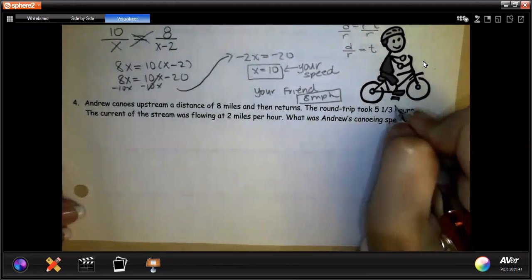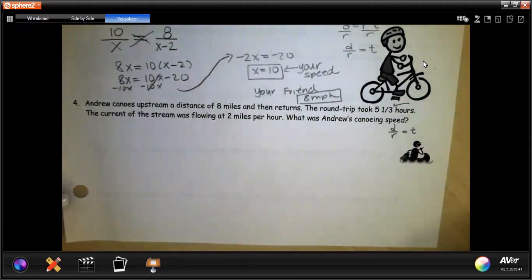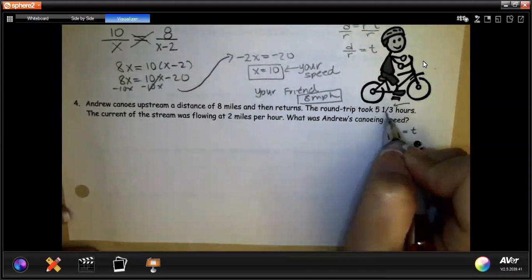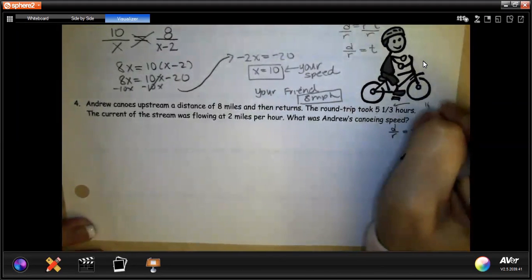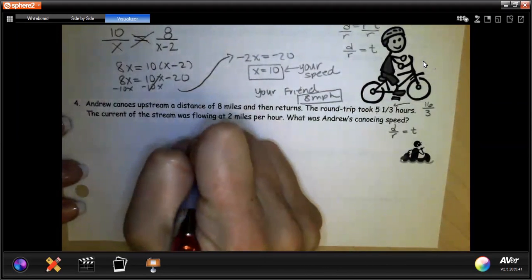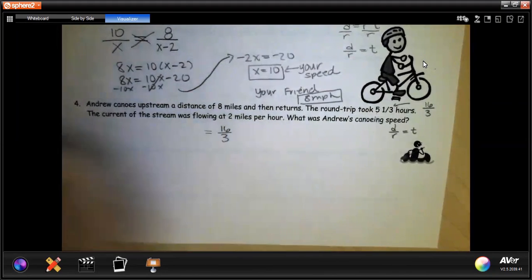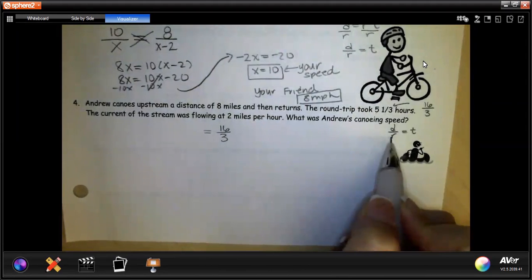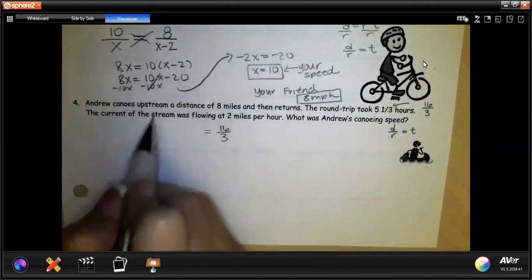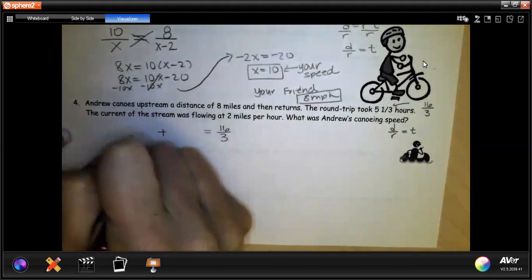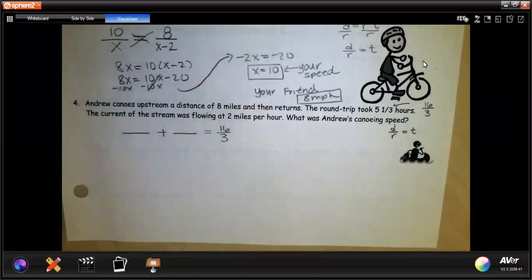All right, so the first thing I want to do is convert this here. You can't really use the mixed fraction as it is, so I'm going to make it an improper fraction. Again, 5 times 3 is 15, plus the 1 is 16, so the improper fraction for that would be 16 over 3. That's our time, so I'm going to plug that in for our time. Now this part is distance over rate, but we're going to have to separate that into two different ones because it talked about upstream and downstream. So I'm going to set this up to have an upstream and a downstream.